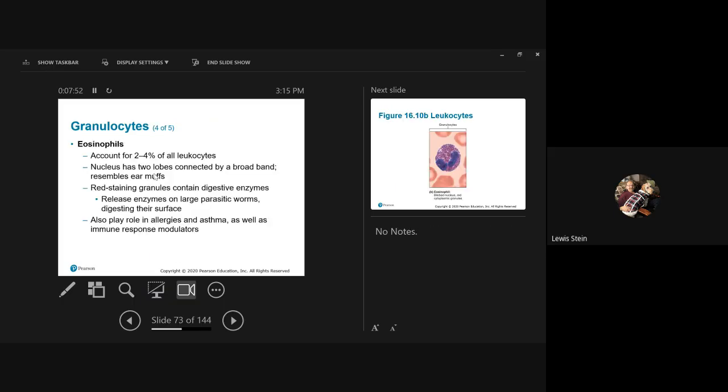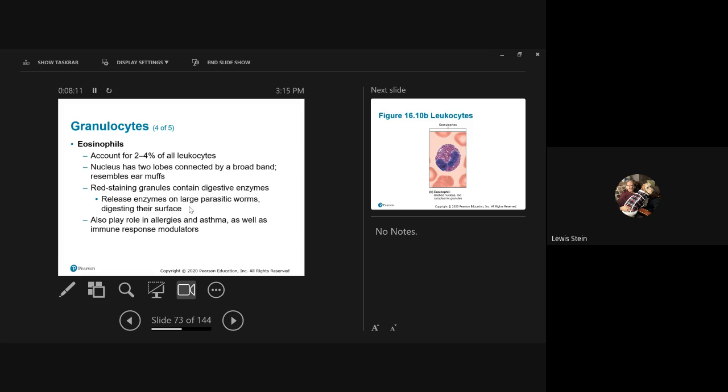EOs, 2 to 4% average. Nucleus has 2 lobes in a broad band, look like earmuffs, red staining granules. The enzyme there, they're very abundant, not only in allergies, but particularly in parasitic infection. Worms, malaria would be an example.